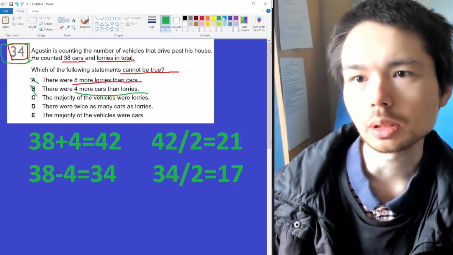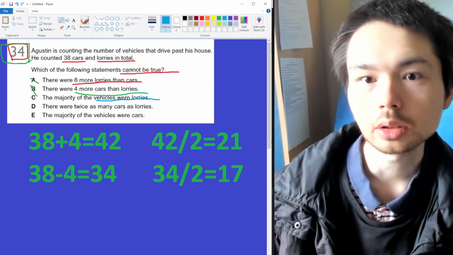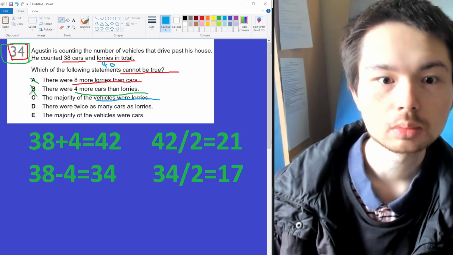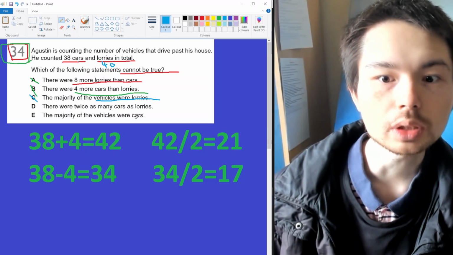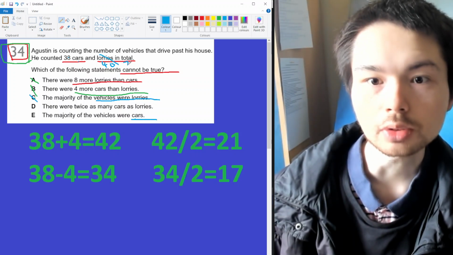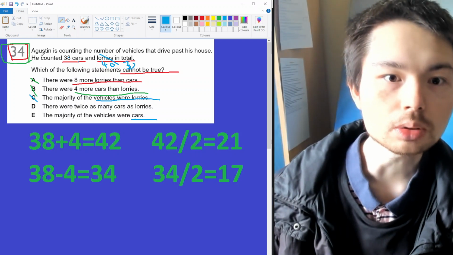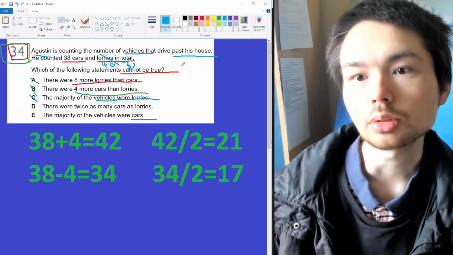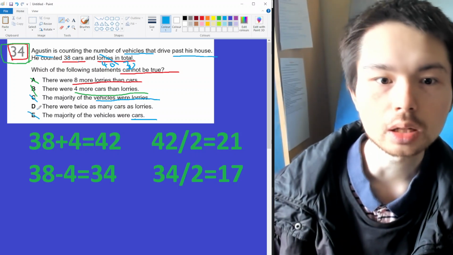Majority of vehicles can be lorries. Why not? You see 38 cars, well, 40 lorries. Why not? You see the last one, majority of vehicles were cars. Why not 38? And the lorries, it could have been 30, just a bit less. You see, Augustine, we don't know how many vehicles this person counted that drove past his house. So the answer is D.